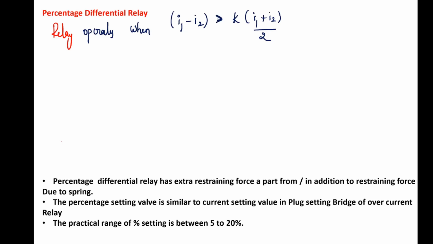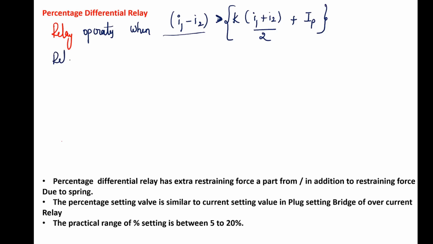If you have the spring or the pickup current, you should also add the pickup current IP. So bias is the ratio of operating current divided by restraining current flowing in the differential relay, and the relay will operate when my operating current is greater than K multiplied by restraining current plus pickup current. Understand? That is the point.